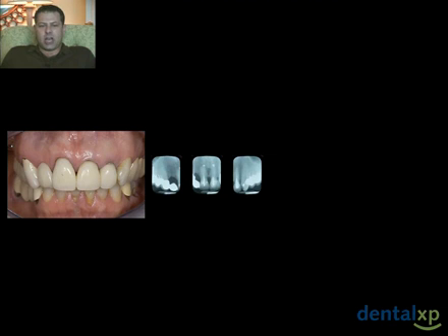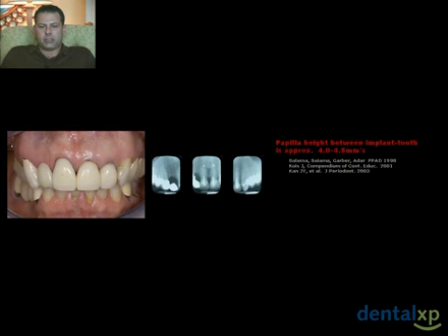She has recession on tooth number 8, which is long. That's one thing that bothers her. And the second thing is that if she's going to redo it, she'd like to have single teeth. So the question is, can you do this predictably?